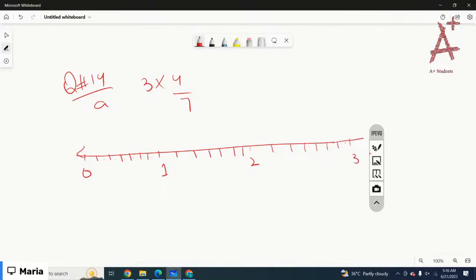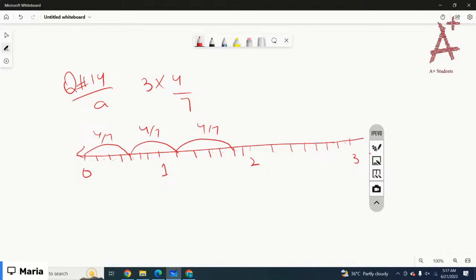Okay, 6, 7. Okay, 3 times 4 over 7. That means you move forward 3 times and each time you move 4 by 7. Got it? So 1, 2, 3, 4 from here to here. 1, 2, 3, 4. Now from here to here. Got it? Then again 4 by 7. 1, 2, 3, 4 from here to here. Each time you moved 4 over 7. 3 times you moved. Got it?